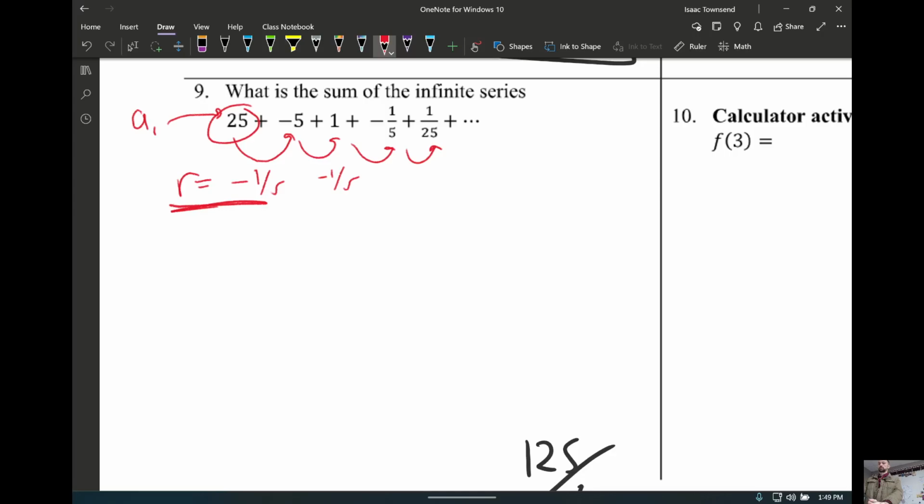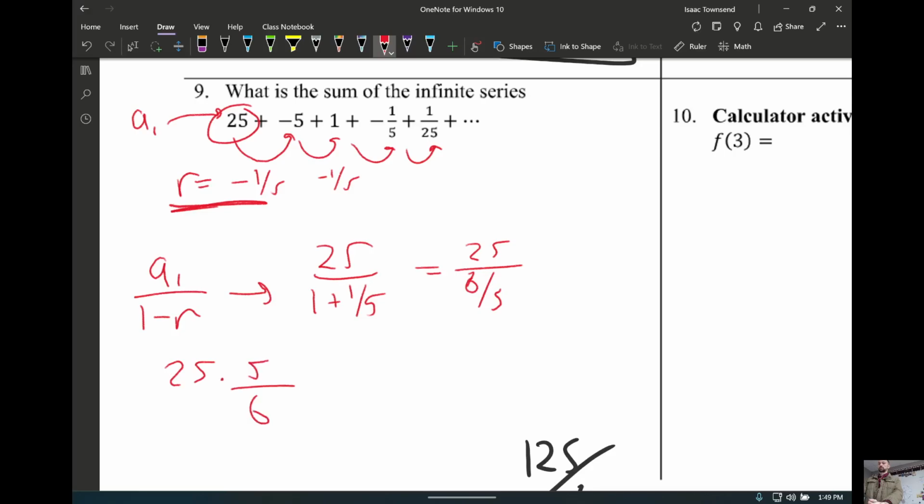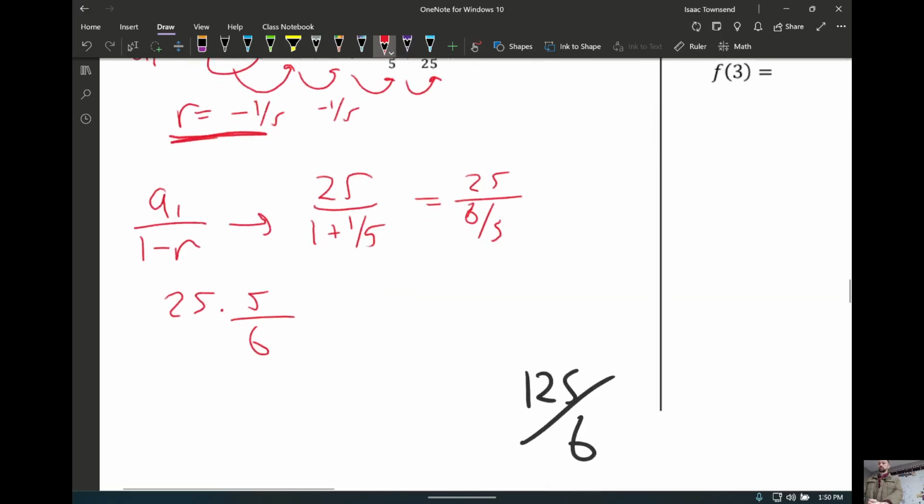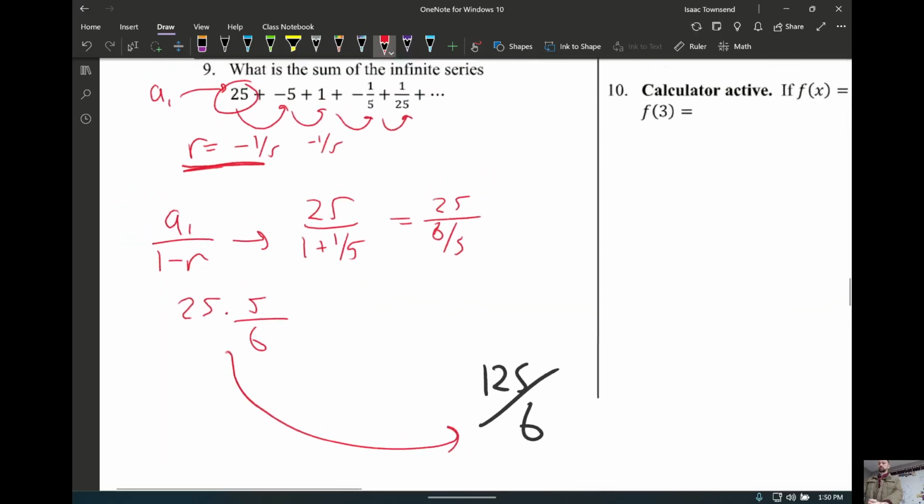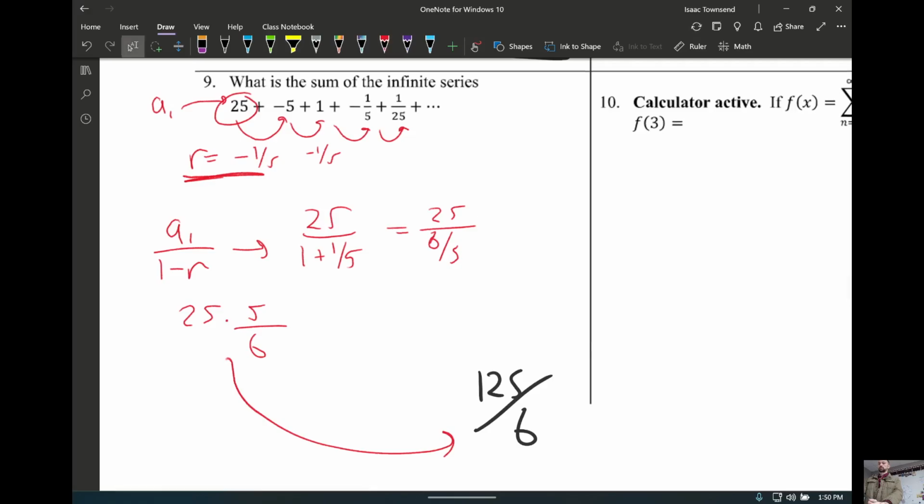If it's an infinite geometric series like this one is, your answer comes from this formula. So A1 is 25, r is -1/5. You certainly should be able to do this without a calculator. 1 plus a fifth is 6/5. Dividing by 6/5 is the same as multiplying by 5/6, which is where the 125/6 comes from. Okay, for anybody who did not get that for number 9, is there anything more specific there?